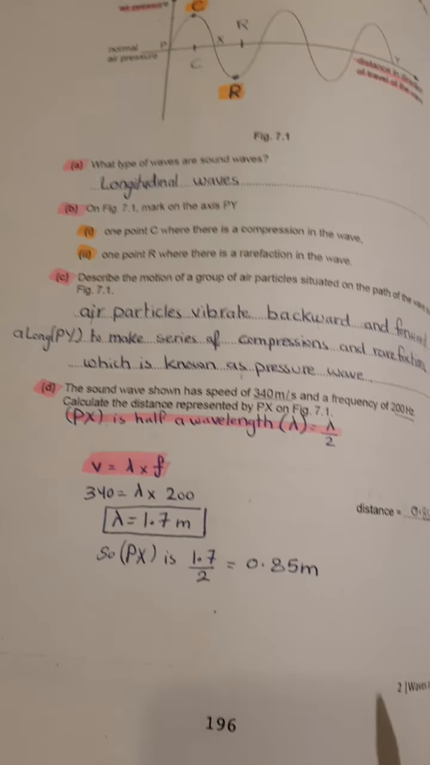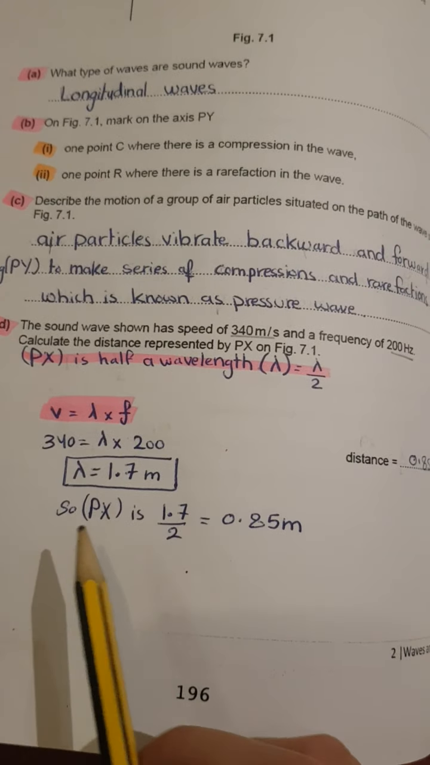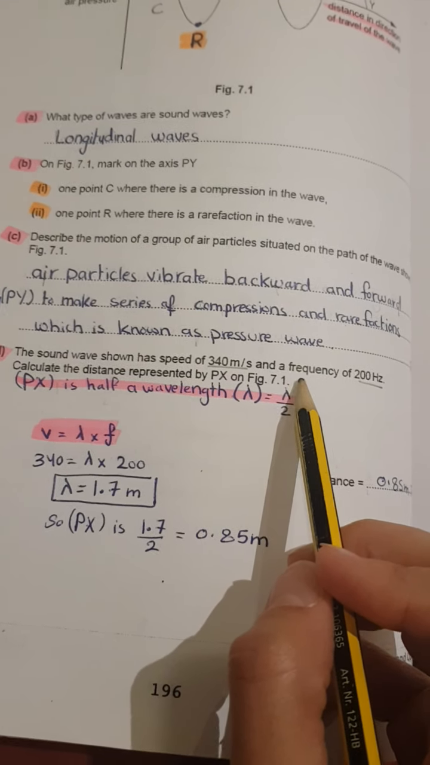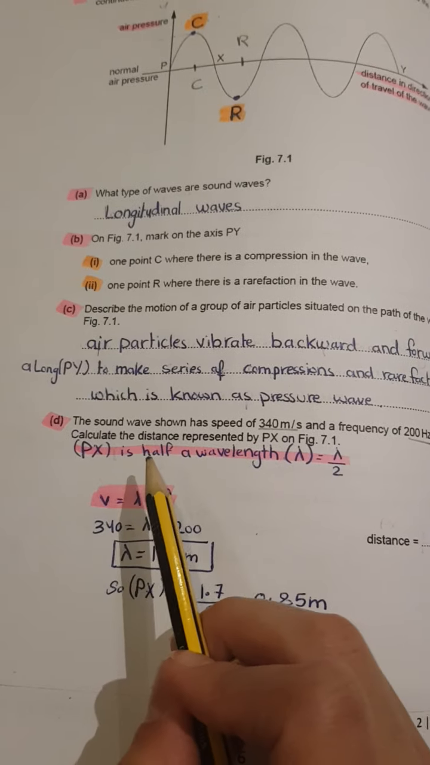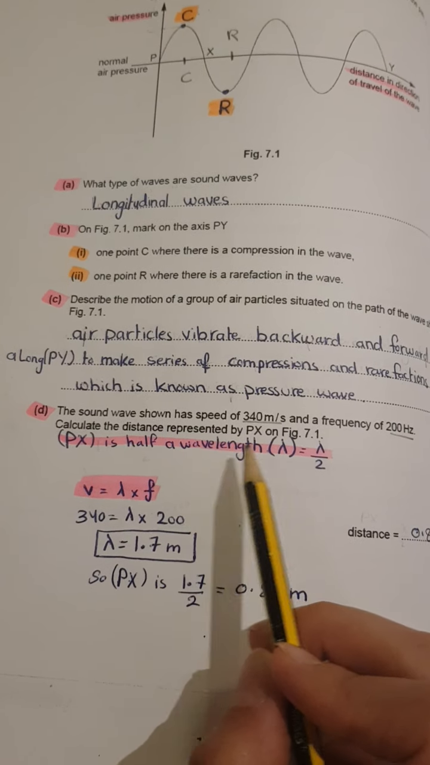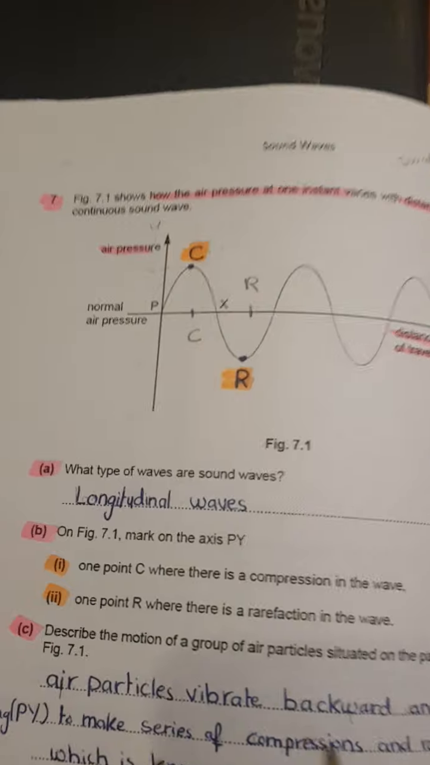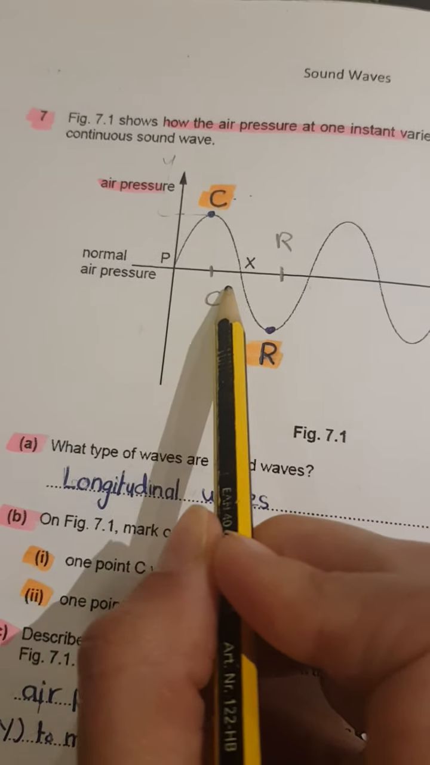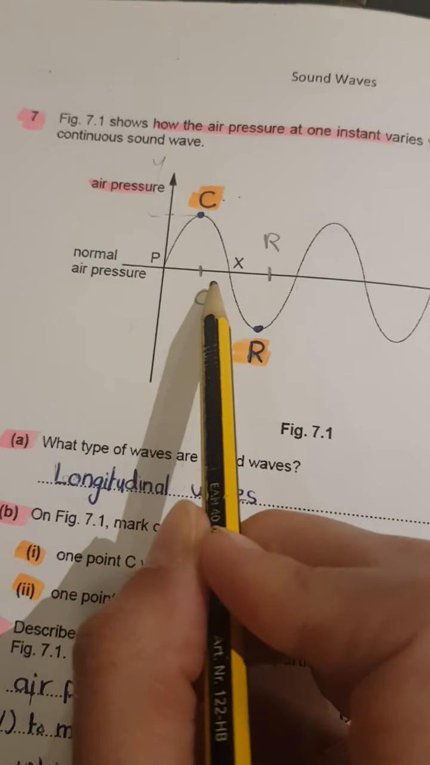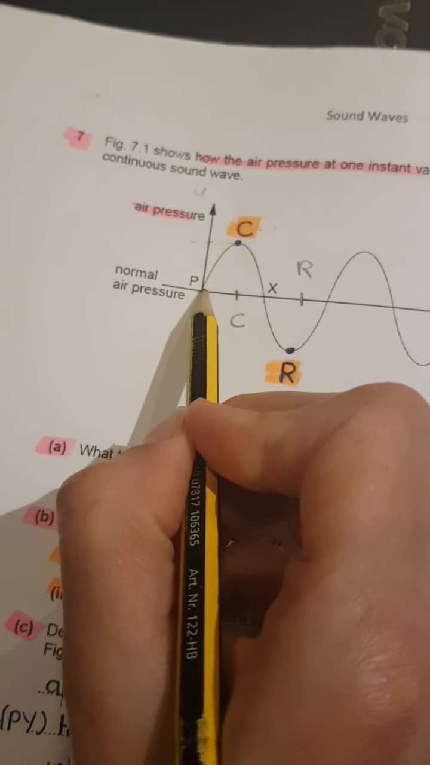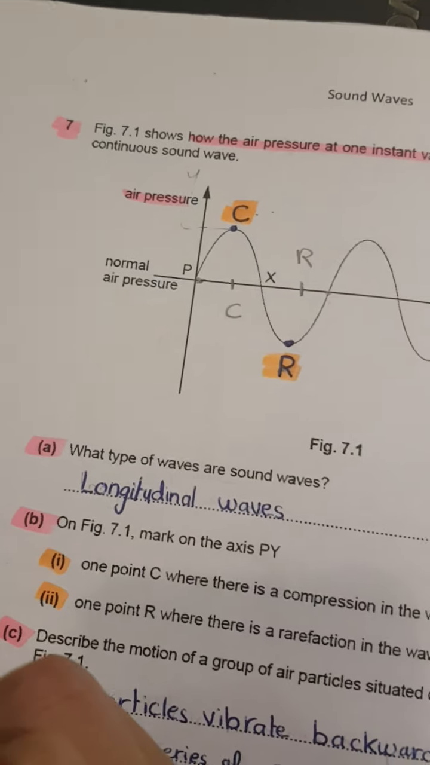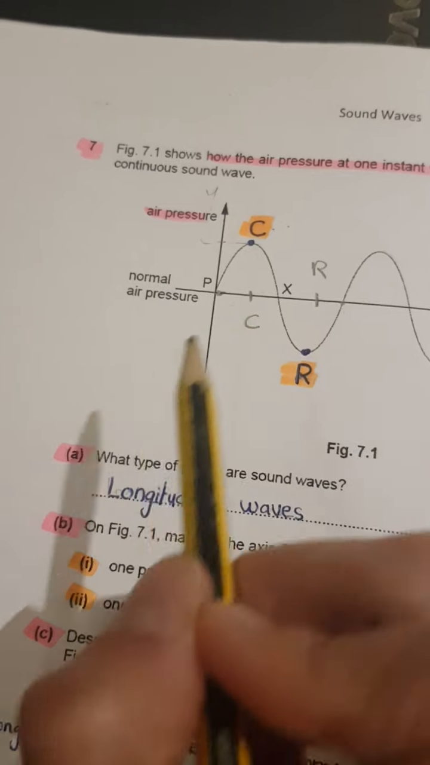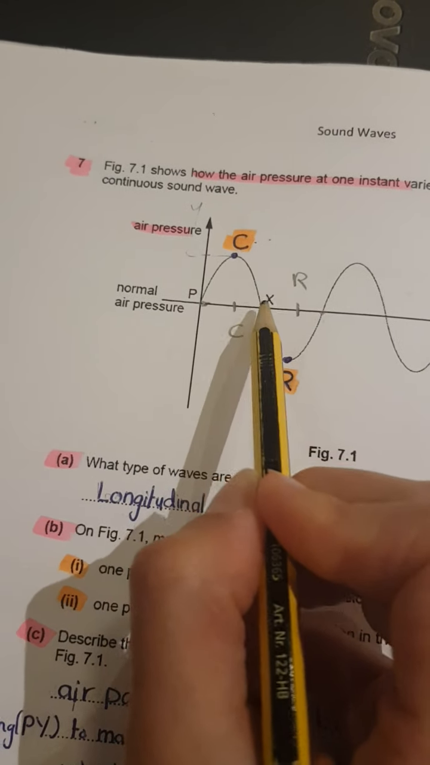Clear? The last thing: the sound wave shown has a speed of 340 meters per second and a frequency of 200 hertz. Calculate the distance represented by PX. Let's look here together. Where is PX? Here is PX. This distance is not the wavelength. The wavelength is from here, for example, to here. This is one wavelength. But PX is half the wavelength.